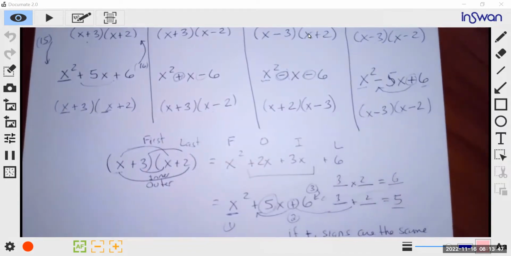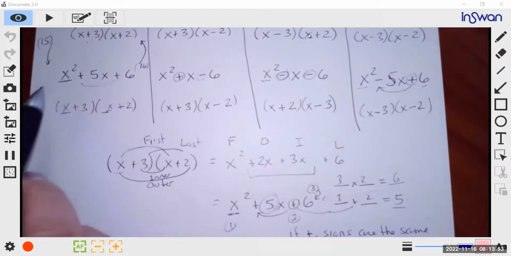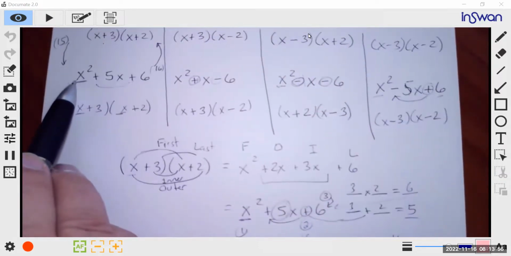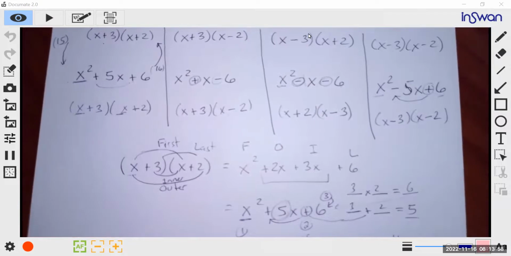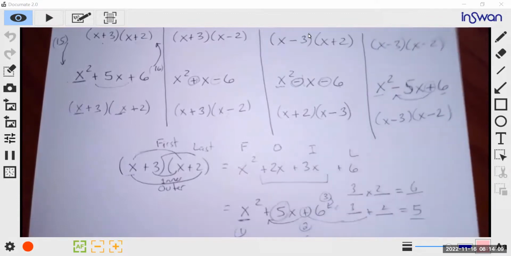2 and 3. So that's the process. That's the process whenever your leading term, your A, is 1. It changes a little bit when it's not 1. We'll get to that in a little bit. Ready to do some examples? Let's do some examples.